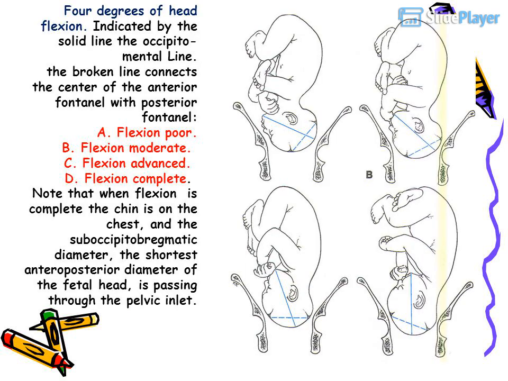Four degrees of head flexion, indicated by the solid line, the occipitomental line. The broken line connects the center of the anterior fontanelle with the posterior fontanelle. A, flexion poor. B, flexion moderate. C, flexion advanced. D, flexion complete. Note that when flexion is complete, the chin is on the chest, and the suboccipitobregmatic diameter, the shortest anteroposterior diameter of the fetal head, is passing through the pelvic inlet.